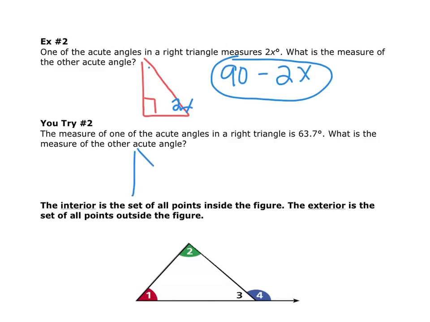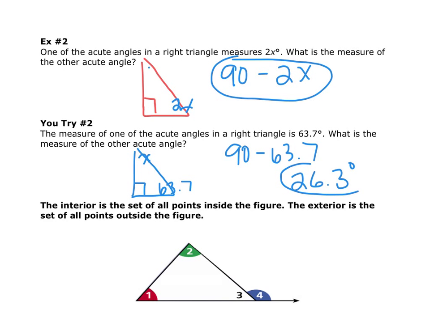I'm going to sketch a picture here. I have a right angle. One is 63.7. What's the measure of the other? So if you want, we can put an x here. So basically, I know that the x and the 63.7 add up to 90. So I can just do 90 and then take away my 63.7. So the answer will end up being 26.3 degrees.